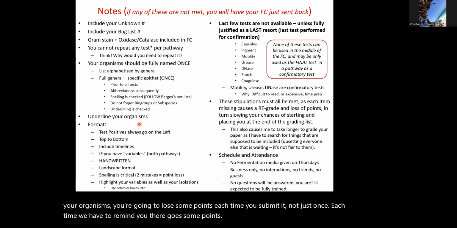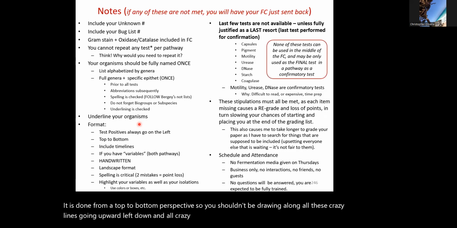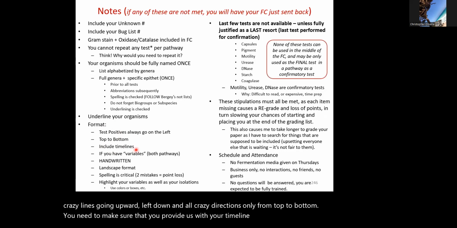Now the format is very simple. It's a quick checklist. All the positive tests in a dichotomous structure, positive tests always go on the left, negative tests always go on the right. Not of the entire flowchart, just per division. So each time you split something, positives on the left, negatives on the right. It is done from a top to bottom perspective. So you shouldn't be drawing all these crazy lines going upward, left, down, in all crazy directions, only from top to bottom. You need to make sure that you provide us with your timeline of completion.